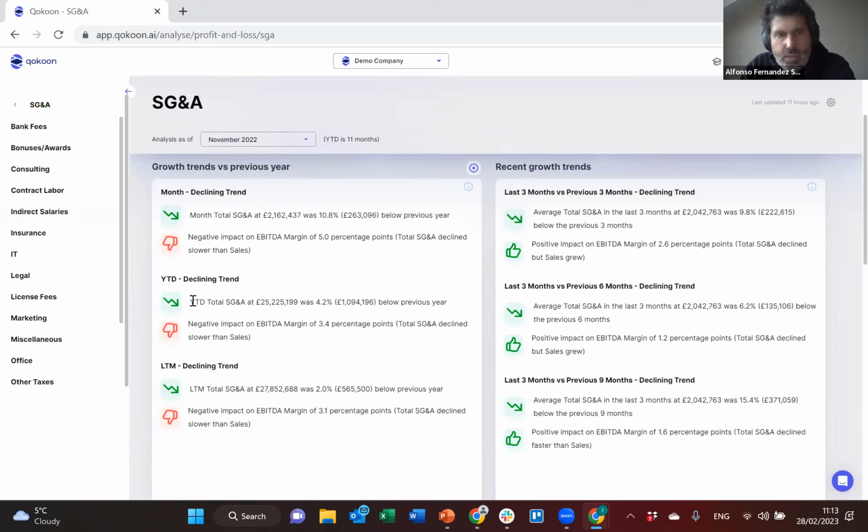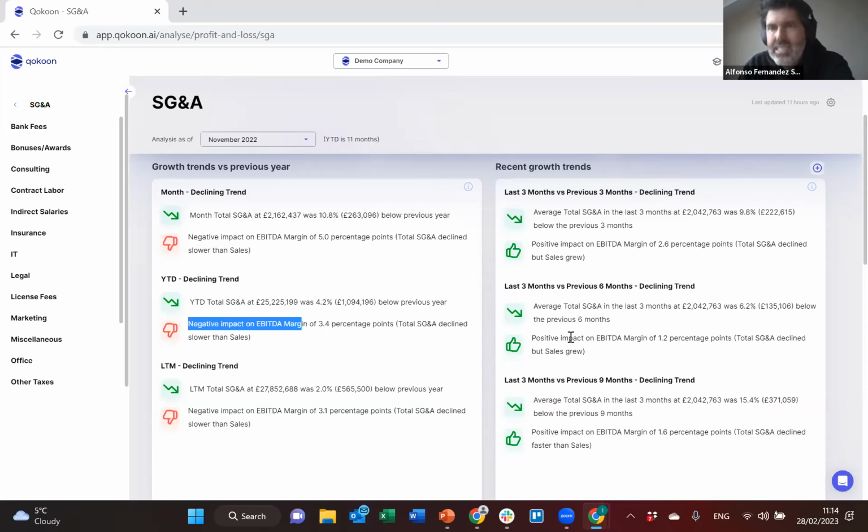I'm going to focus on year to date. We tell you this category, okay, so SG&A at 25 million year to date was declined by 4.2% versus last year, or 1 million. This is good, okay? A cost declining in theory is good, but we tell you, however, it had a negative impact on EBITDA margin of 3.4 percentage points. And we tell you why. Your total SG&A declines slower than your sales.